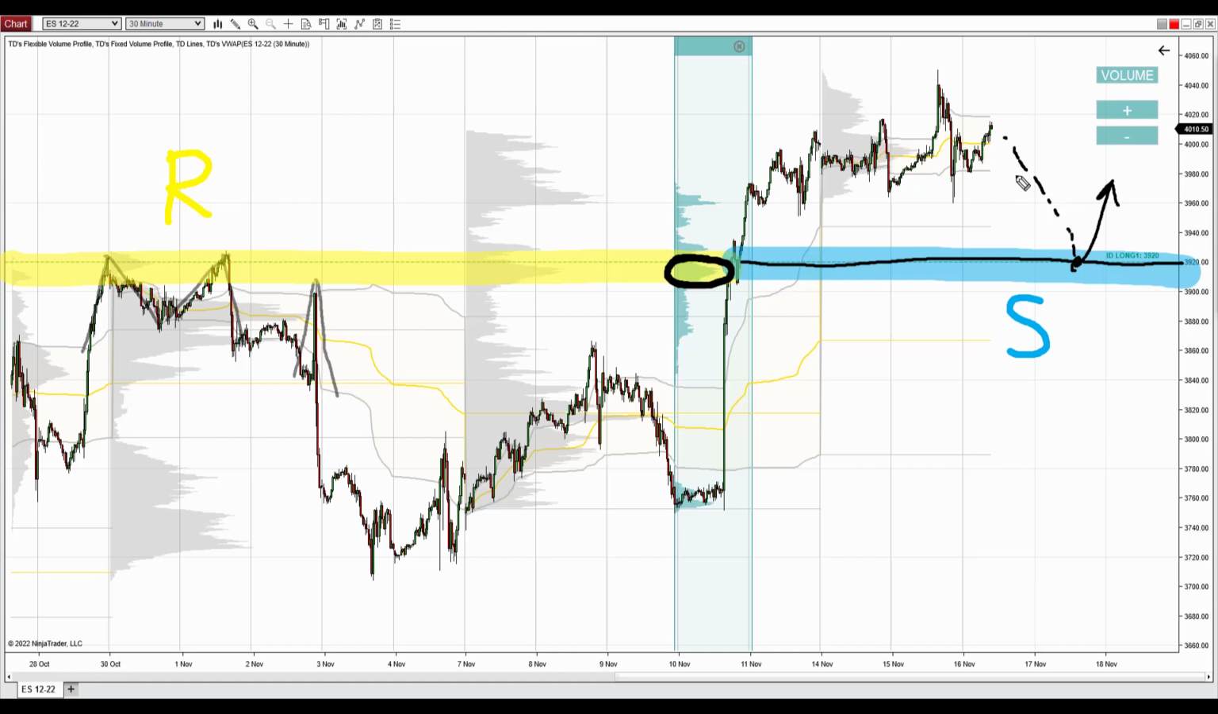You can use limit orders, no problem there. The only thing you need to be careful about is macro news. You don't want to trade during significant macro news. All right, so that's the analysis on the ES.